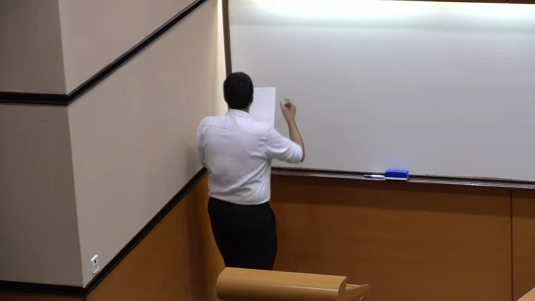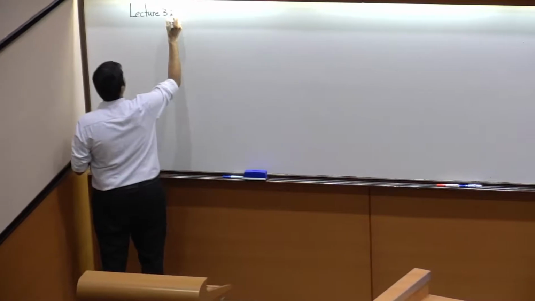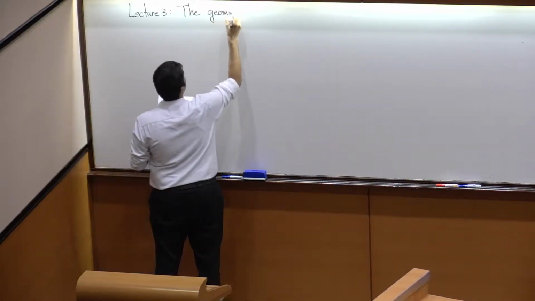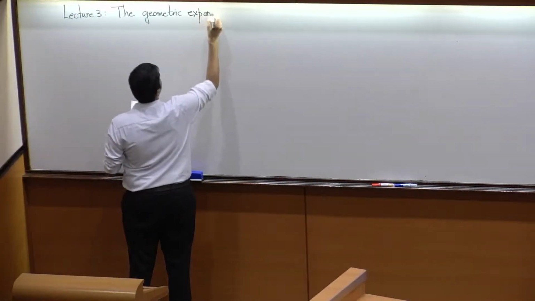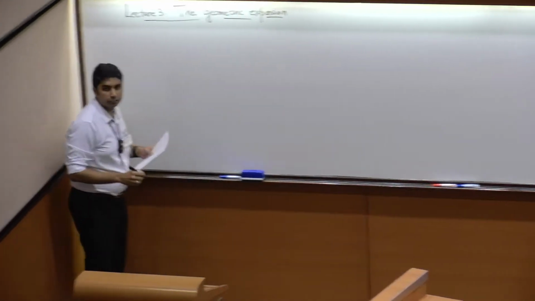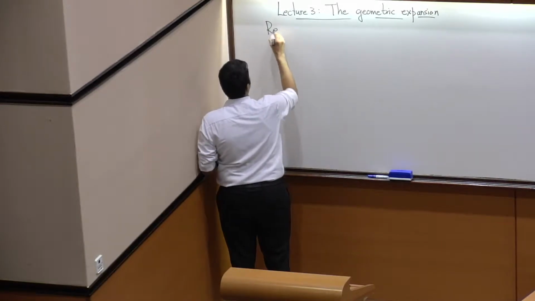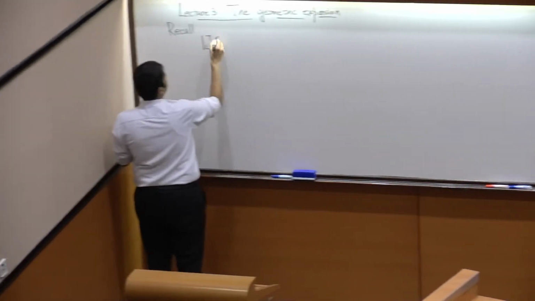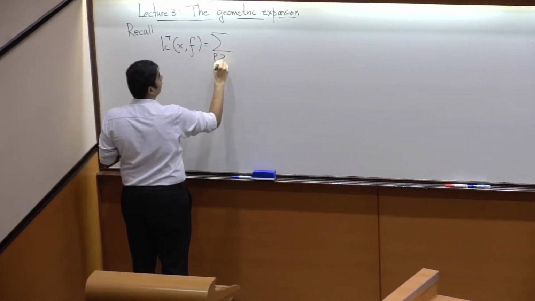Okay, so this is lecture 3. Today we'll talk about the geometric expansion. Yesterday we saw the definition of the truncated kernel, K^T(x), which is an alternating sum over standard parabolics.